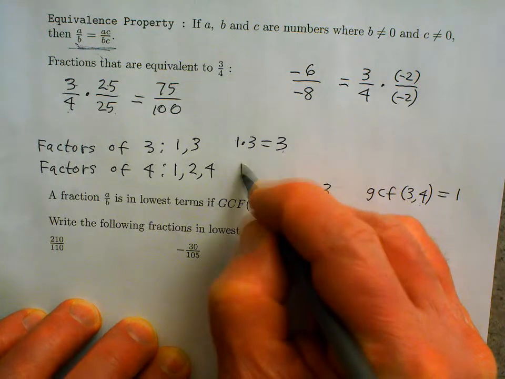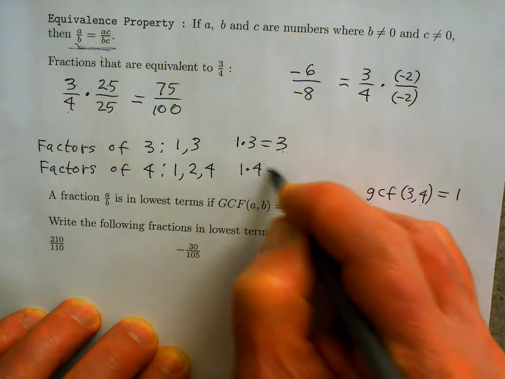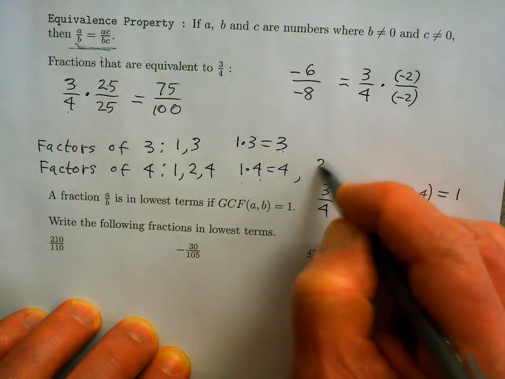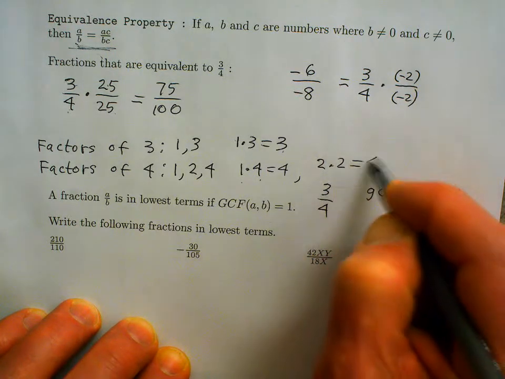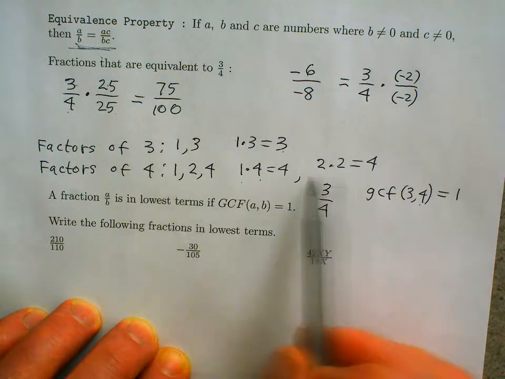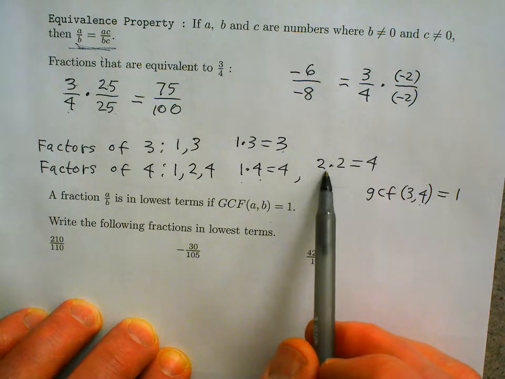So we can write 1 times 4 equals 4. So 1 and 4 are factors. But we can also write 2 times 2 is 4. And then we only list 2 once, even though in this product it appears twice.